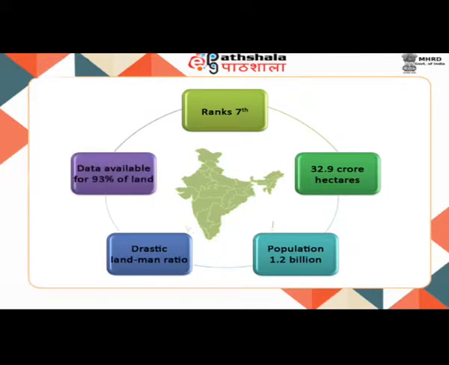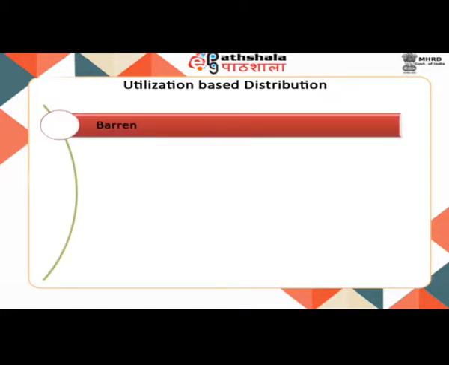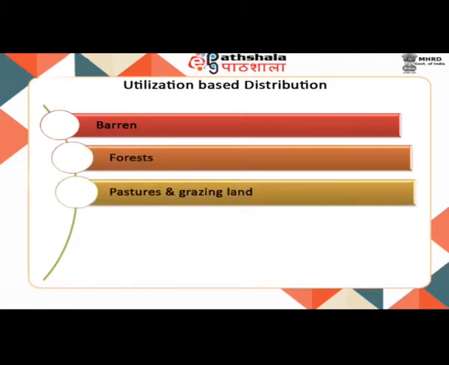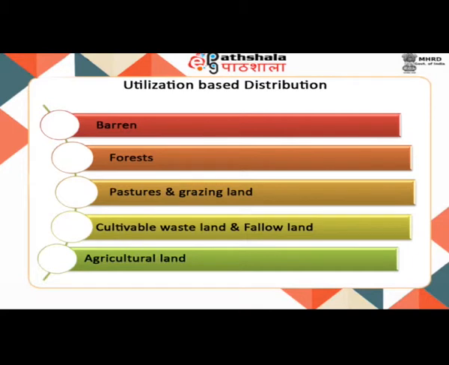Data is available for 93% of this total land and its utilization, mostly collected through surveys and estimates. The various ways in which land is distributed in terms of usage are: 1. Barren land; 2. Forests; 3. Pastures and grazing land; 4. Cultivable wasteland and fallow land; and 5. Agricultural land.